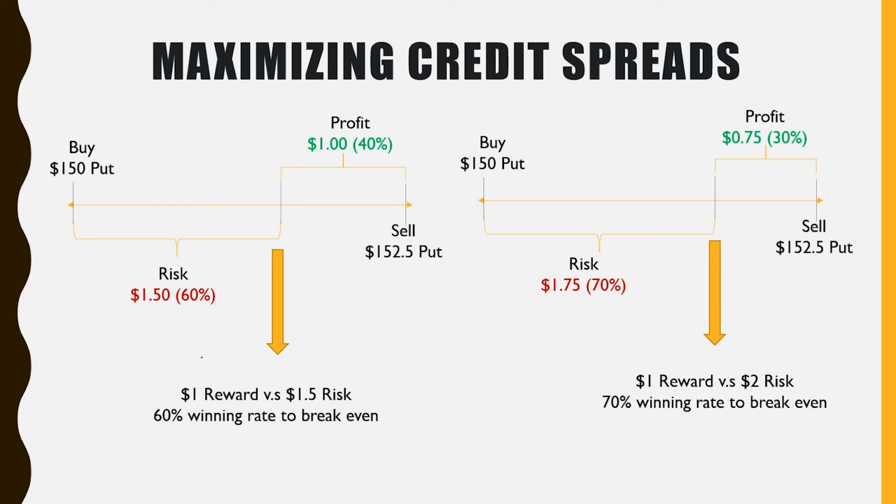Okay, so we do 40% so that we collect the premium of 40% of the total spread. Then you need to be winning at 60% to be profitable. But if, let's say, we collect the premium only 30%, then we have to win 70% of the time to be profitable.